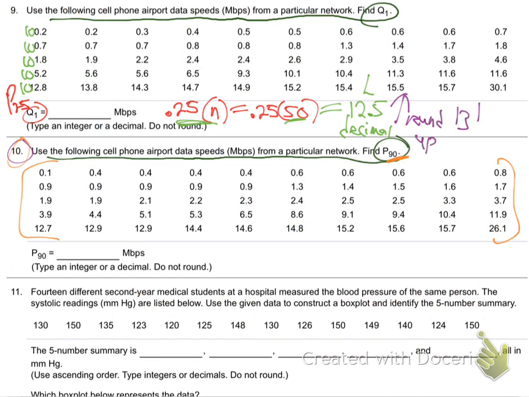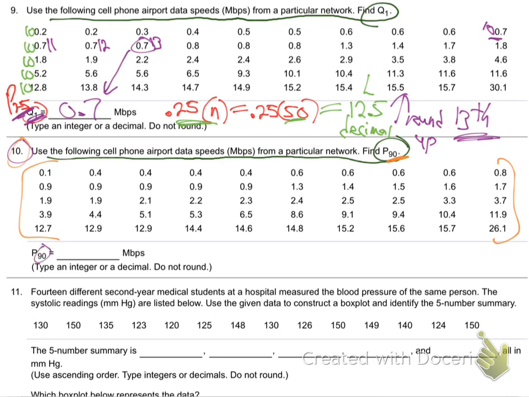So 13th. So the answer is not 13. It's the 13th number in the list. What is that? Well, this is the 10th number here, because there's 10 in each row. This is the 11th number, 12th number, 13th number. There it is. 0.7. That is the data value that is 25% or 1/4 of the way through that data set. There it is. Let's do number 10 now.